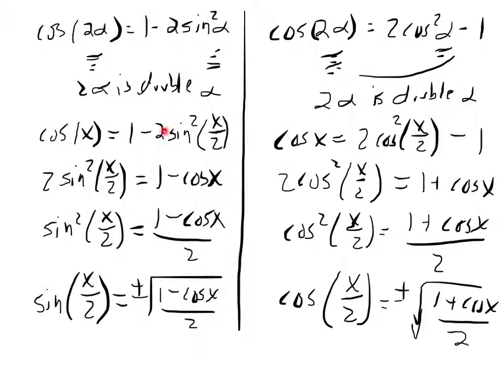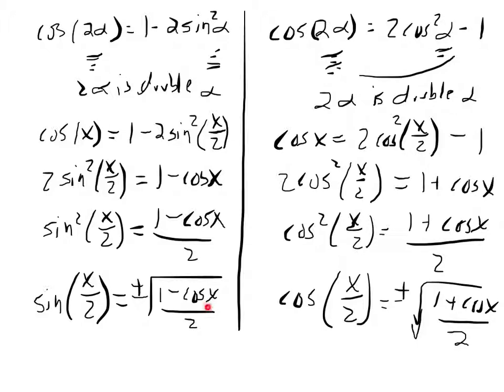And the goal is to solve for the sine of x over 2. To do that, I'm going to bring this expression over here to the left side. I'm going to move the cosine x to the right side. Then I'm going to divide both sides by 2. And then when I take the square root, I must put in a plus or minus. So the sine of x over 2 is either plus or minus the square root of 1 minus the cosine x over 2. Again, notice the relationship here.